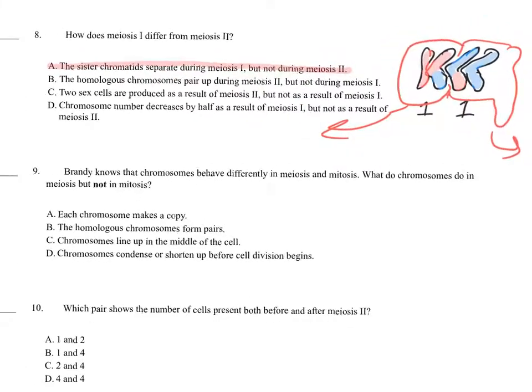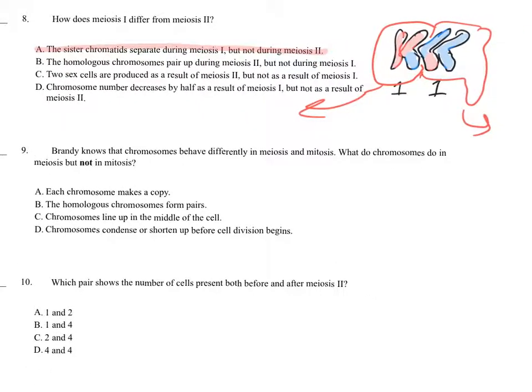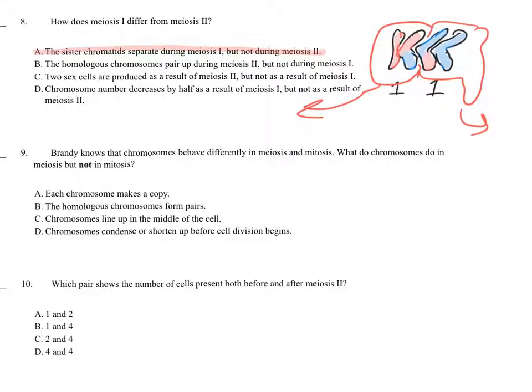So, homologous chromosomes pair up during meiosis 2, but not meiosis 1. That's not correct because it's actually the opposite, right? So it's not B, because this tetrad is formed during meiosis 1. 2 sex cells are produced as a result of meiosis 2, but not as a result of meiosis 1. Yeah, it's actually 4 sex cells that are produced, right?